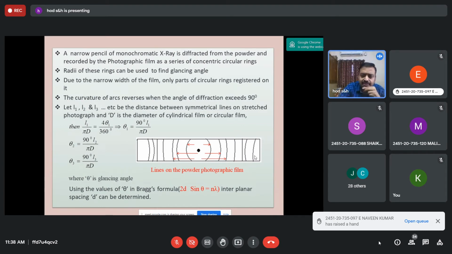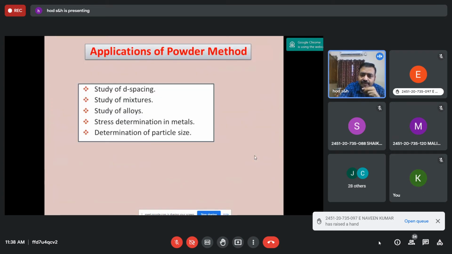The powder diffraction method is used to determine the interplanar spacing and the lattice constant of a given crystal. These are a few applications of the powder diffraction method: interplanar spacing, study of mixtures, and the different alloys present in the crystal are also determined. State determination in crystals. All these are the applications of this powder diffraction method.